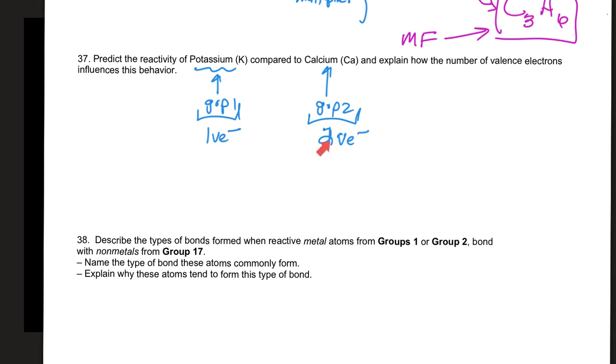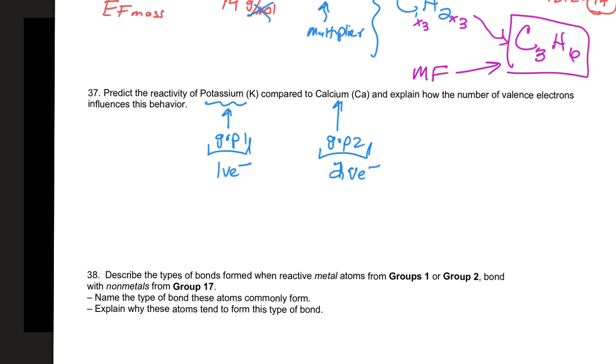So compared to both of these, potassium would probably have a lot easier time reacting with another element because it's a lot easier to lose this 1 electron. So if I'm predicting the reactivity, I would say that potassium is going to be way more reactive. So I would say that this particular element here is going to be more reactive. And the main reason is because it's got 1 valence electron compared to the calcium. And 1 valence electron is a lot easier to lose than 2.